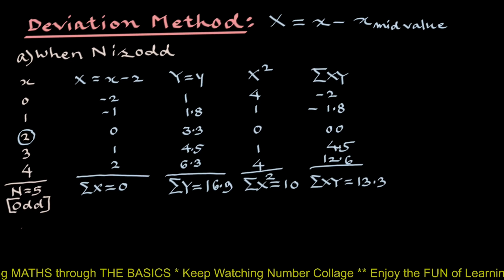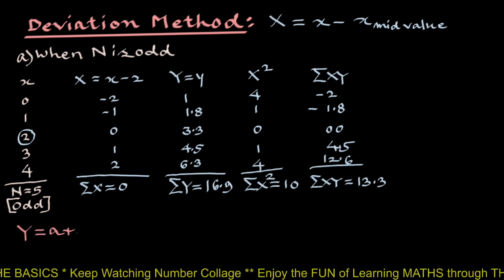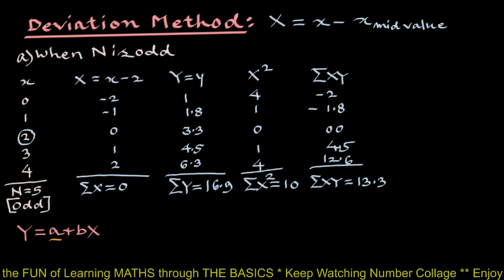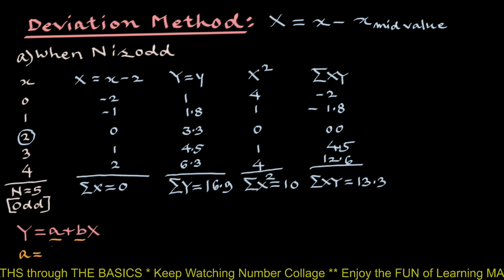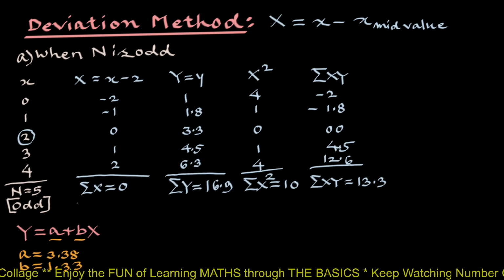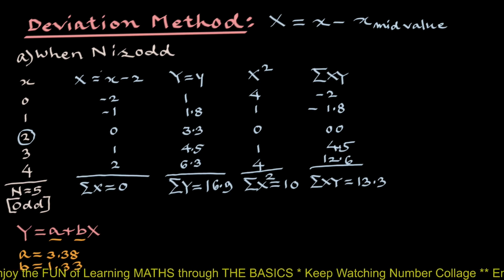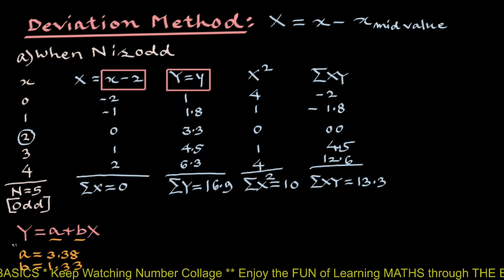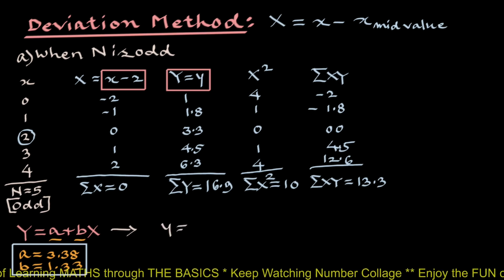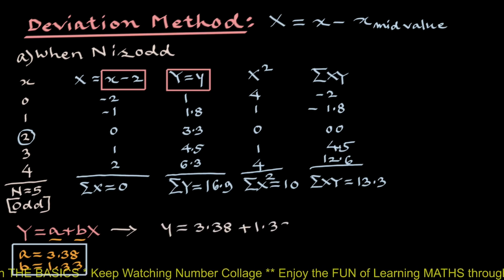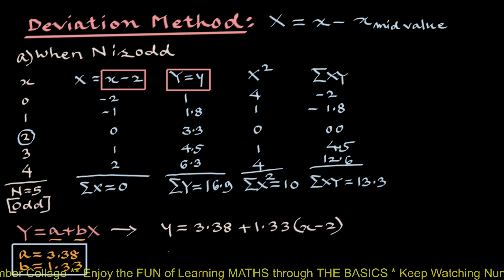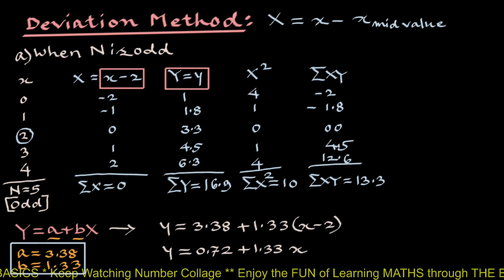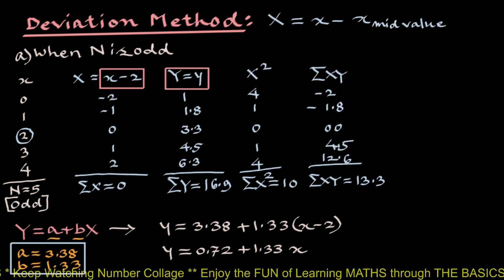Let the equation of the line be y equals a plus b capital X. Working in the same manner as in previous examples, we will find a and b. a is 3.38 and b is 1.33. Now, using the values of capital X, which is x minus 2, y, which is small y, and the values of a and b, the equation of the line becomes y equals 3.38 plus 1.33 into x minus 2. After simplification, we get y equals 0.72 plus 1.33x, which is the required equation of the line of best fit.